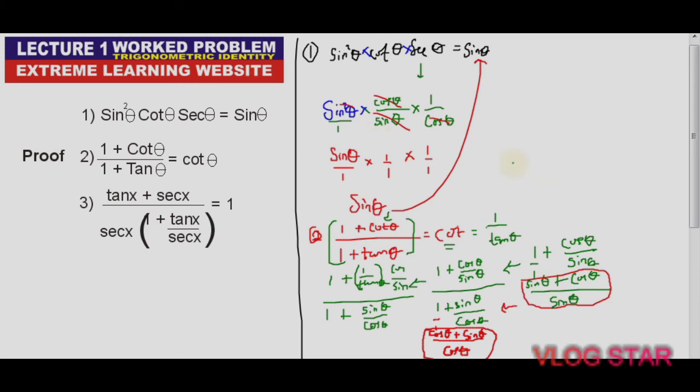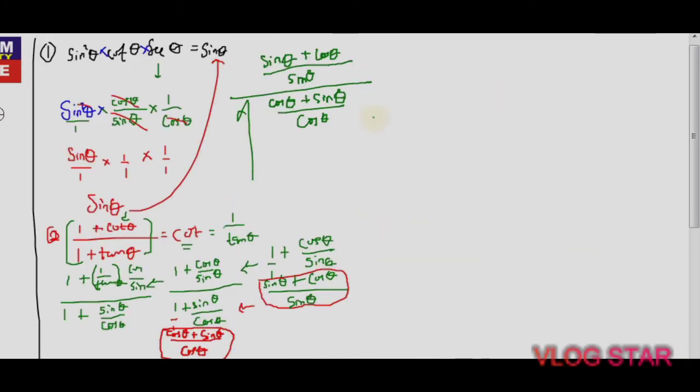Now let's go up here and do them up here. Now let's have our numerator. Our numerator is sine theta plus cos theta. Then all over the denominator, which is now cos theta plus sine theta all over cos theta. So what do we do now? We place them side by side so that we can be able to reciprocate.